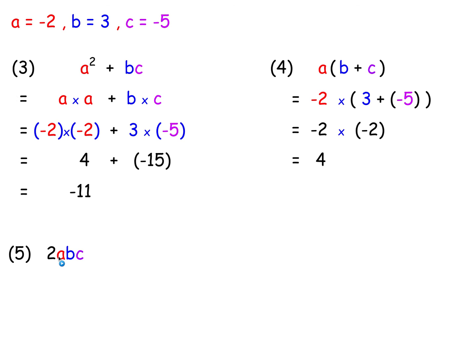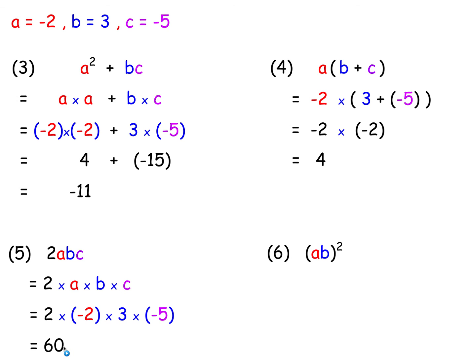2ABC just means 2 times A times B times C. Just put in the values for A, B and C, and you do 2 times 3 times 5, and then you worry about the signs. It's a negative here and a negative here. 2 negatives multiplied make a positive, so your answer is positive. If there's an even number of negatives, you're going to get a positive answer. If there's an odd number of negatives, you'll get a negative answer. So you just do the multiplication, 2 times 3 times 5, and then think about the sign. It's a positive sign, it's positive 60.